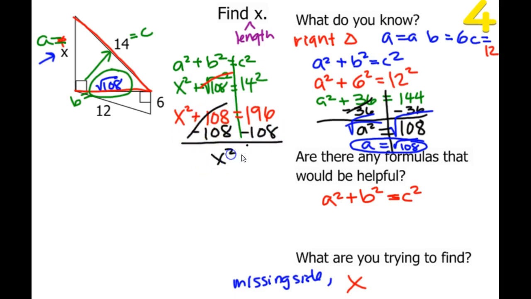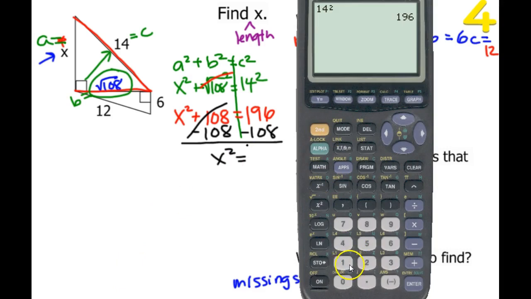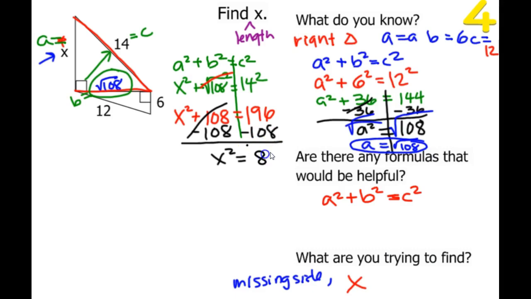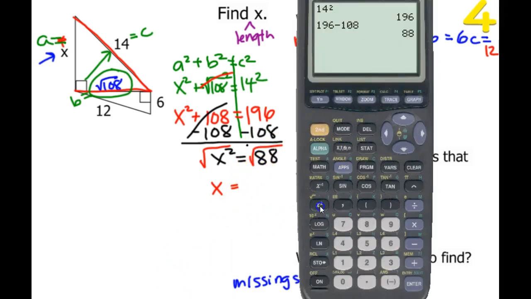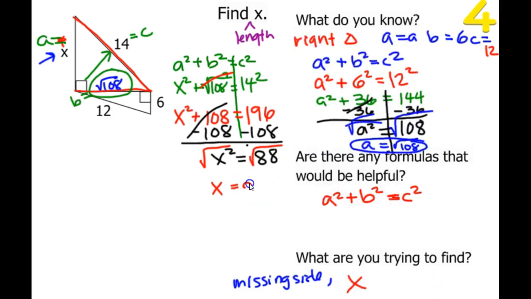So those eliminate, and I have X squared equal to 196 minus 108. Again, if you're not sure, type it in your calculator. Should give us 88. And then last, the opposite of square is the square root. So square root of 88, not going to be a nice number, so I'm going to plug it in. The square root of 88 is about 9.38, or if we round up, 9.4. So we had to do the Pythagorean theorem 2 times, one for this bottom triangle and then one for the top triangle.